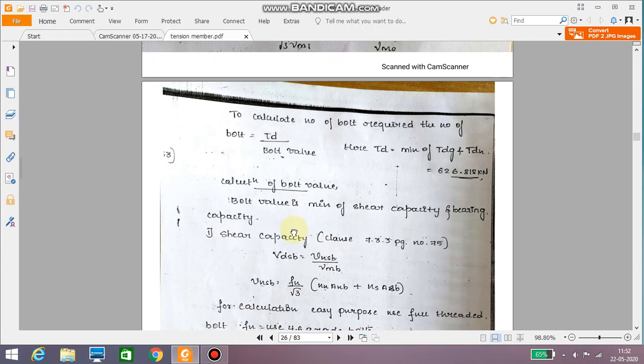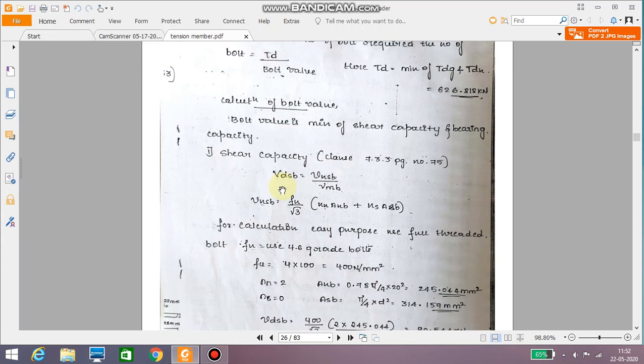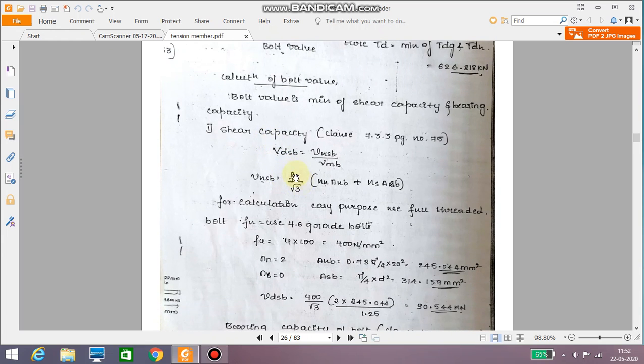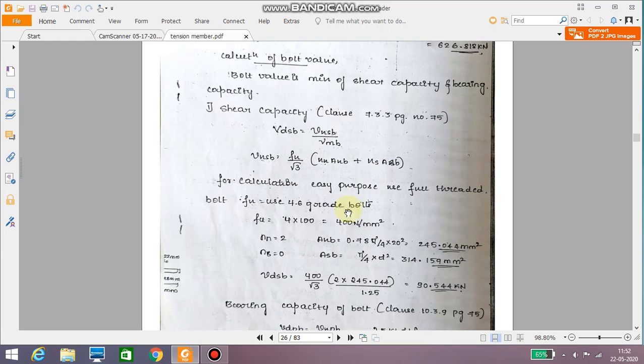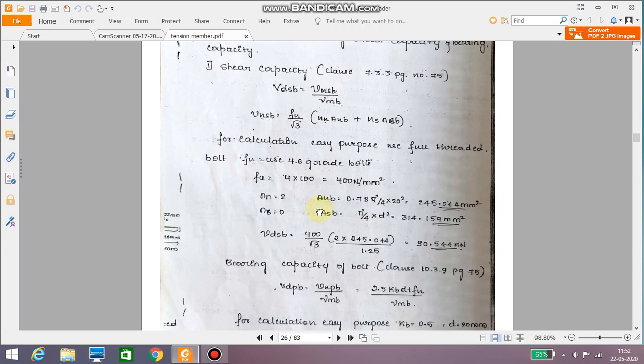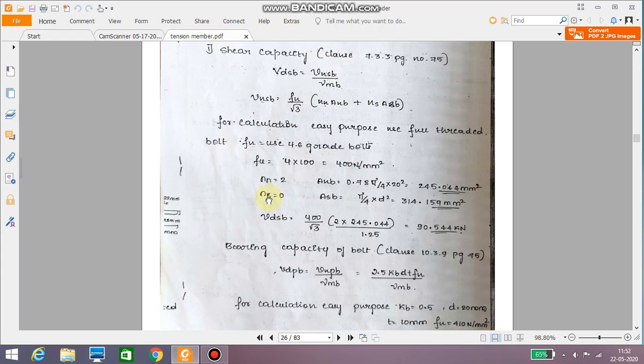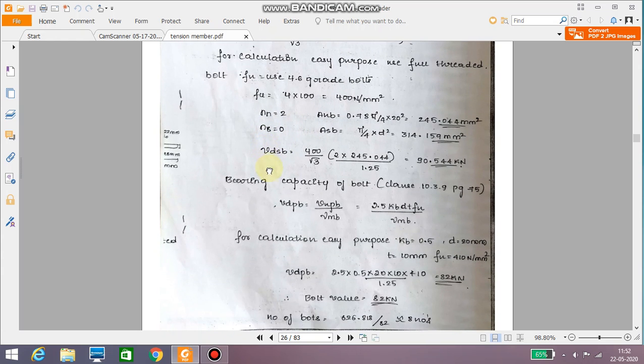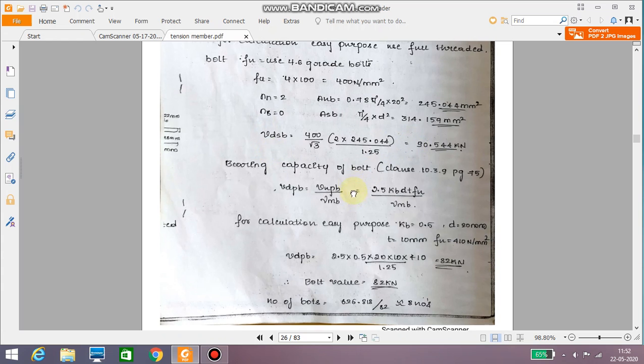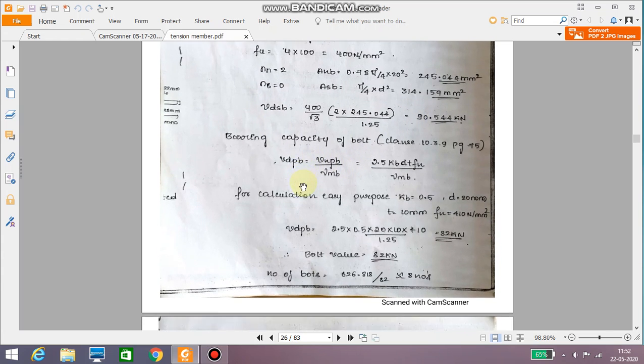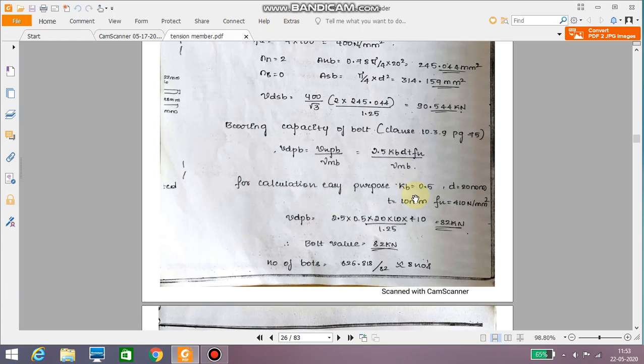Now I have to calculate the bolt value. You know how to calculate the bolt value; this was already discussed in module 1, bolted connection. First you calculate the shear capacity Vdsb. The Vdsb is nothing but Vnsb by gamma mb. So assuming Asb, you calculate these values. Asb is considered as 0 because ns is taken as 0. So Vdsb works out to be 90.544 kilonewton, and the capacity of the bolt in bearing works out to be 2.5 kb d t fu divided by gamma mb. For calculation purposes we will take kb equal to 0.5.